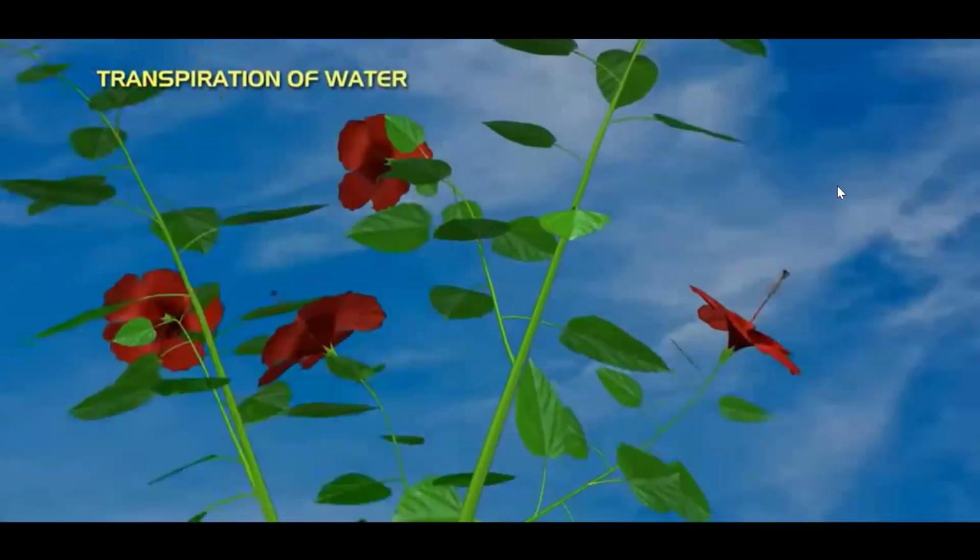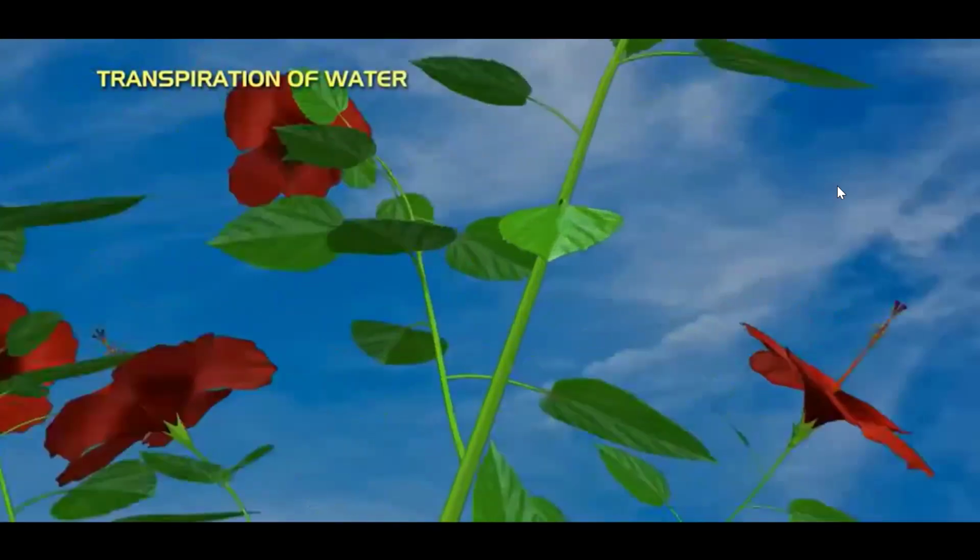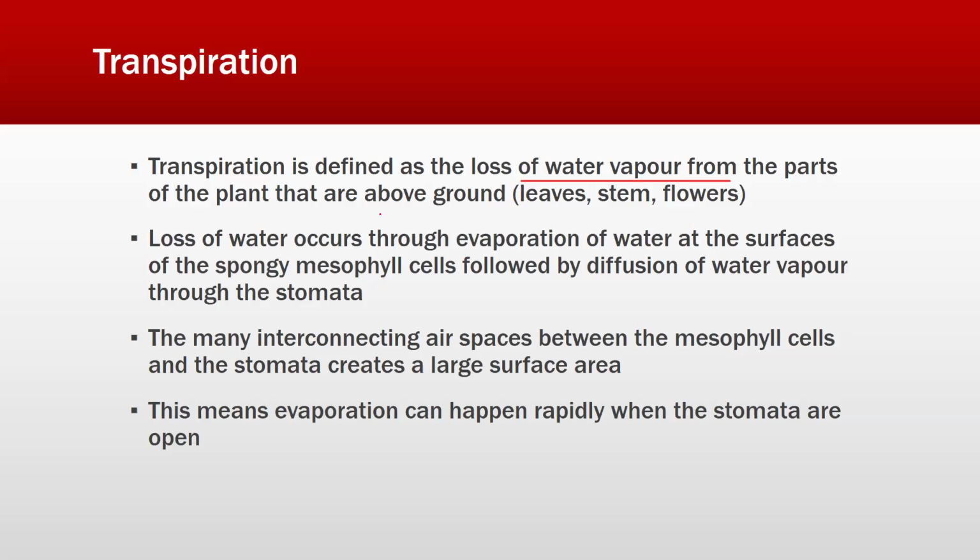Transpiration of water. So now we'll discuss transpiration and then watch this part of the video as well. What is transpiration? Transpiration is defined as the loss of water vapor from the parts of the plant that are above the ground. Loss of water occurs through evaporation of water at the surfaces of spongy mesophyll cells, followed by the diffusion of water vapor through the stomata.